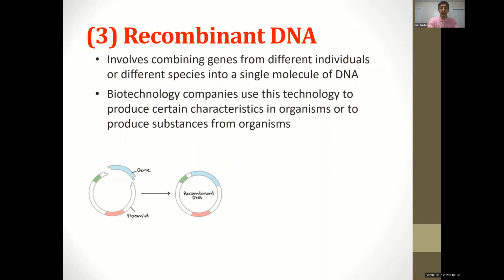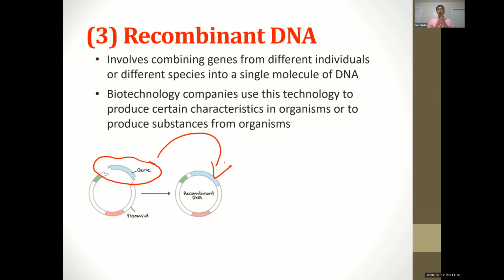We have this gene that I've circled right here. We like that gene for whatever reason. It can be a trait that we like, or it can be something that might benefit humans. So we like that gene. We are going to take it out of that organism or individual, and we're going to put it into another organism or individual. And as you've seen, the recombinant DNA now has that blue gene added to it.